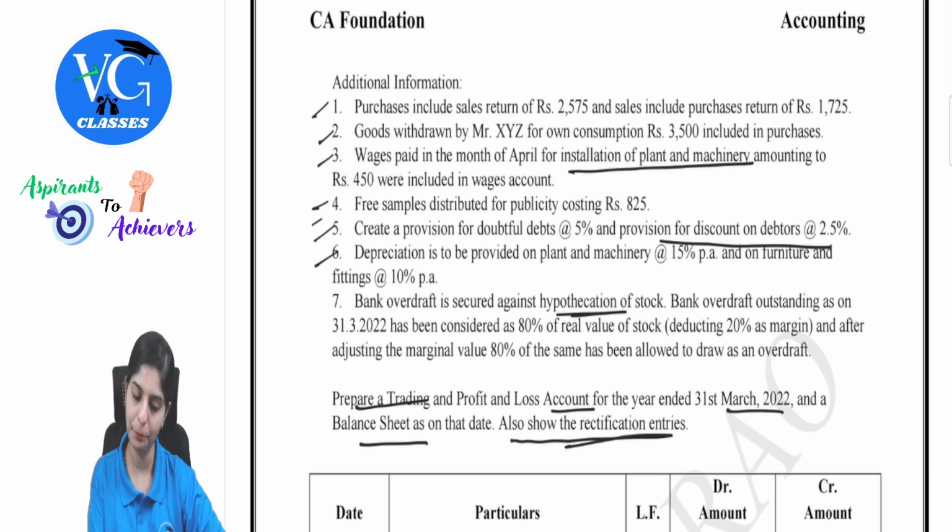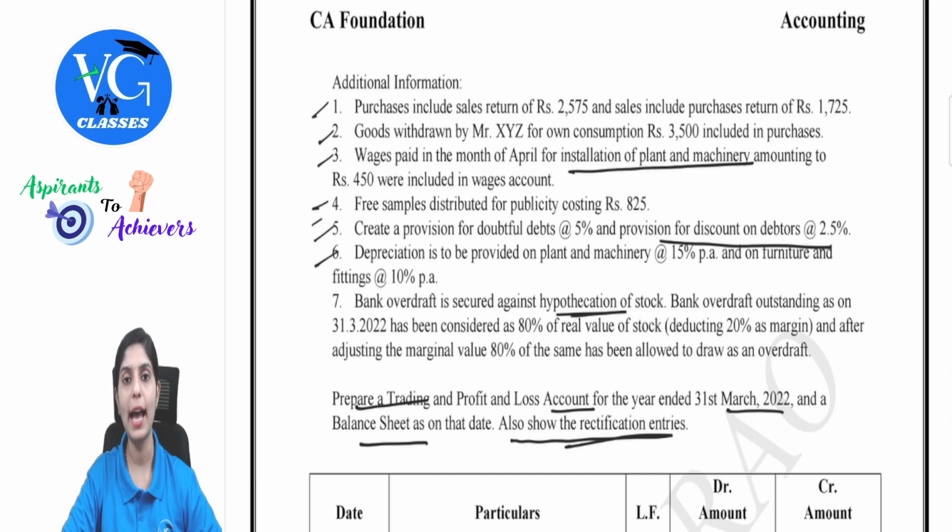collateral or pledge. Bank overdraft outstanding as on 31st March 2022 has been considered as 80% of real value of stock, deducting 20% as margin, and after adjusting the marginal value, 80% of the same has been allowed to draw as an overdraft. First of all, you have to observe one important thing.